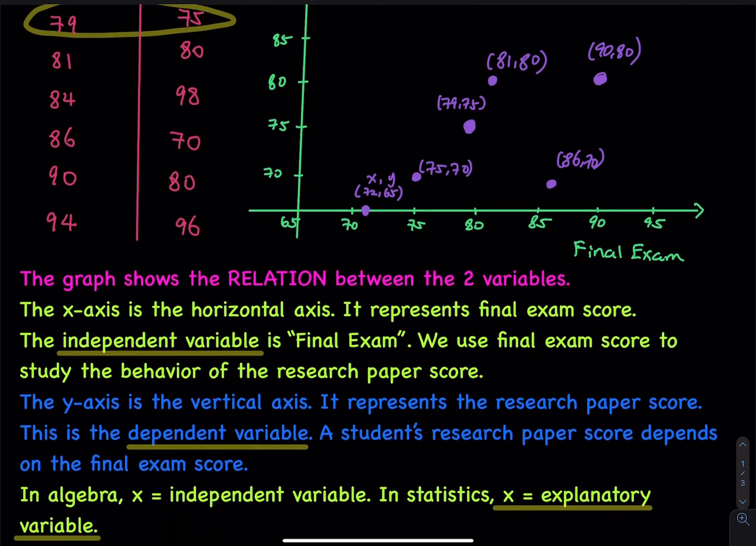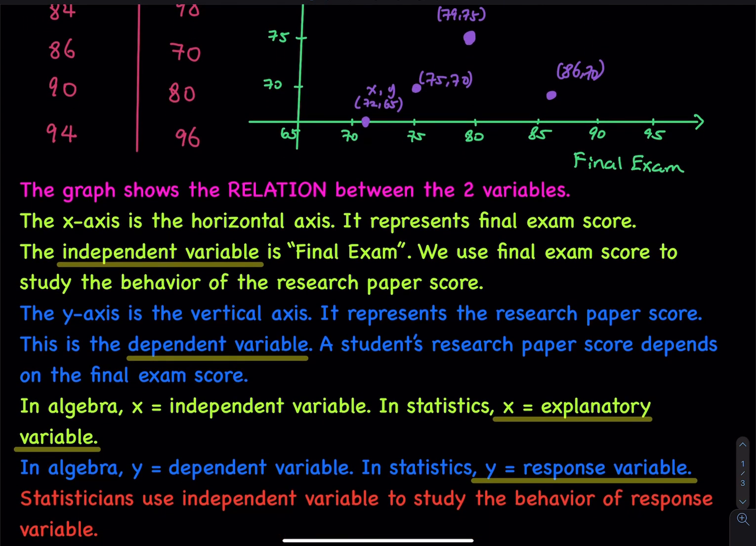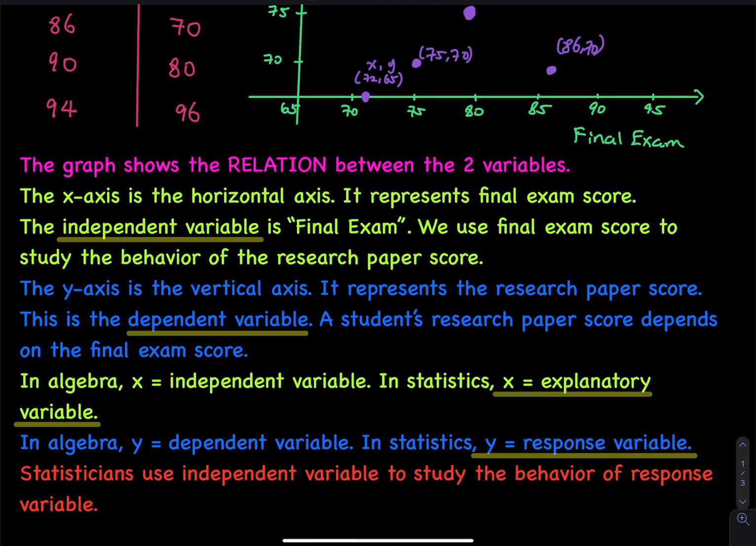And then we have a comparison between algebra and statistics. In algebra, x is called the independent variable, but in statistics, we don't use the word independent, we use the word explanatory. And in algebra, y is the dependent variable. In statistics, we call that the response variable. Statisticians use the explanatory variable to study the behavior of the response variable. I type all this out so you can take really good notes. You can either take a screenshot or handwrite everything into your notebook.